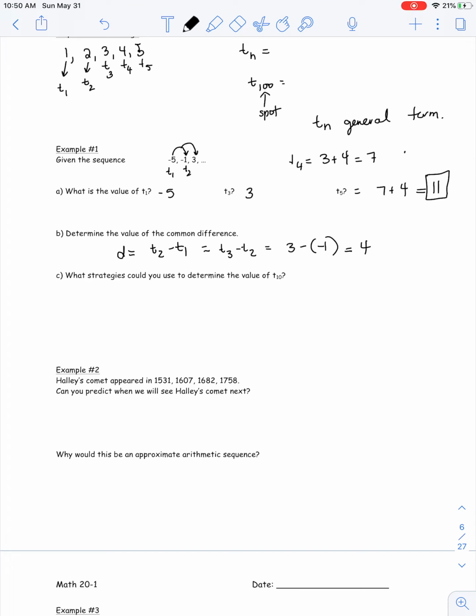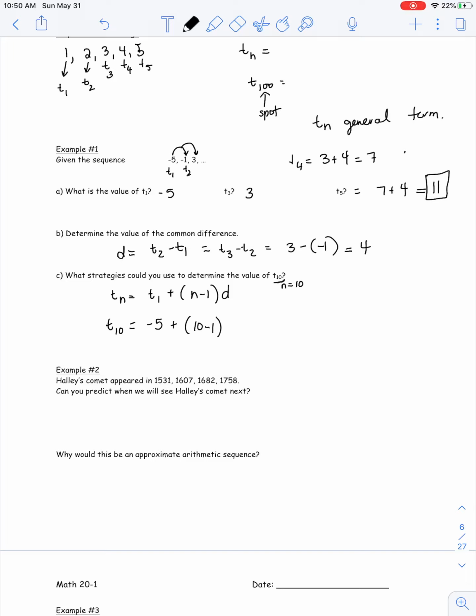Now there's another strategy to find out terms. There's a general term equation that can be found on your formula sheet. So Tn is actually equal to your term 1 plus n minus 1 times your common difference. So your term 1 is the first term of the sequence, which we know is -5. Plus your n is, what spot are you talking about? I'm talking about spot 10 because it's term 10 that I need to solve for. So that little number is always your n.